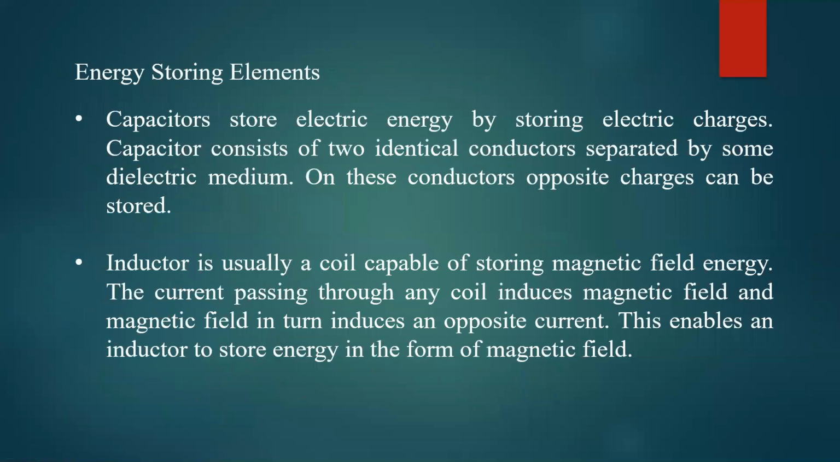Okay. Next, let us understand the basic electronic components such as capacitors and inductors. What is the function of a capacitor? Already I have discussed it in the first class. So capacitors basically store electric energy by storing electric charges. By means of that, they will store the electrical energy. This capacitor consists of 2 identical conductors separated by some dielectric medium. Okay, they consist of two identical conductors separated by a certain medium.